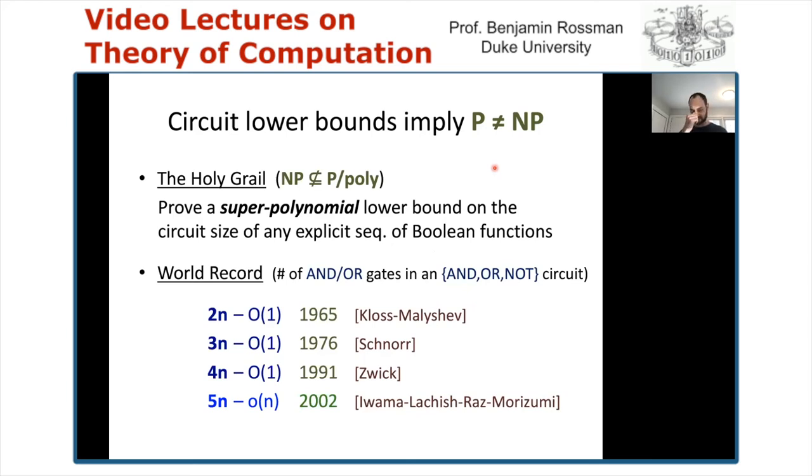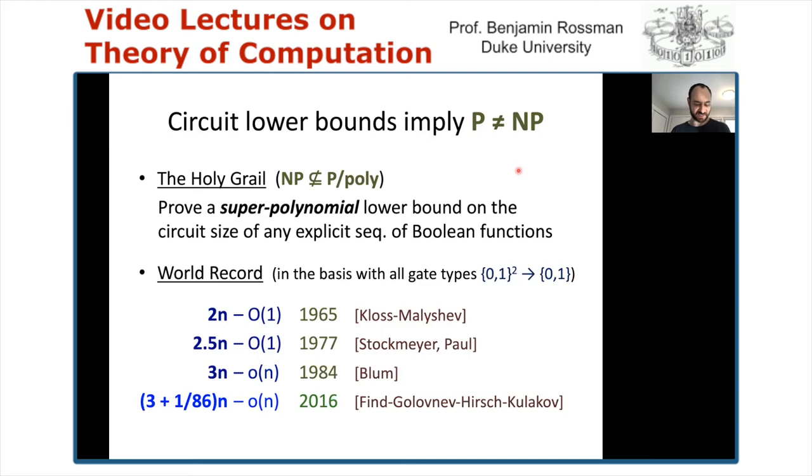And this is illustrated, I think, by considering the sequence of world records of the strongest known lower bounds for explicit Boolean functions, here measured in terms of the number of AND and OR gates in Boolean circuits. And as you can see, progress on lower bounds has been very, very slow. And currently, the strongest lower bound known is just shy of 5n. So we have merely linear lower bounds, whereas we need a super polynomial lower bound to resolve big open questions.